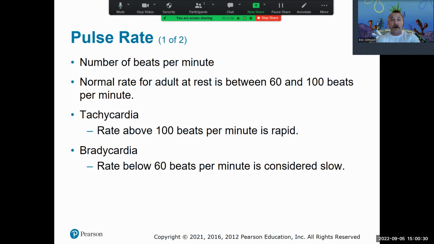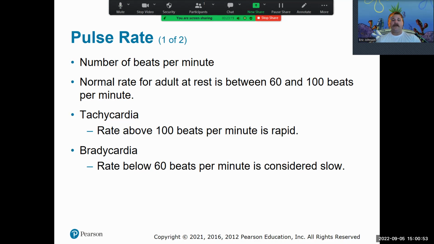Anything over 100 beats per minute is what we call tachycardia, or fast heart. Tachy means fast. Cardia means heart. Over 100 beats per minute is tachycardia, and it doesn't matter if it's 101 or 150, it's still called tachycardia.